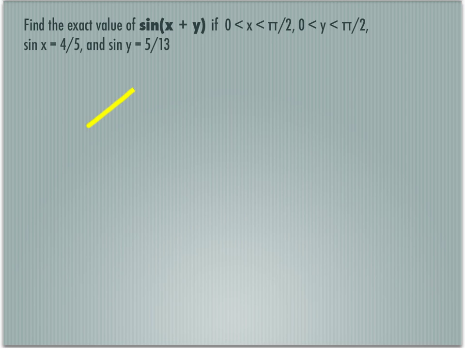So I think a good strategy for these kinds of problems is to draw some little right triangles. We're going to call this angle x, and so it tells us that the sine of this is 4/5. So you might remember that sine is opposite over hypotenuse. And by the way, then this other missing side would have to be 3, a 3, 4, 5 right triangle.